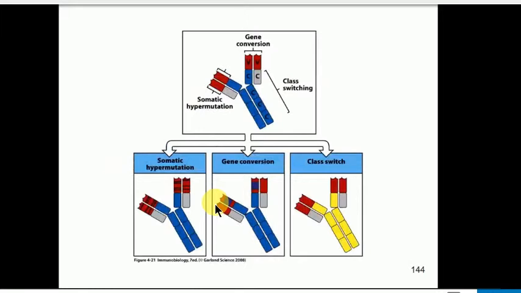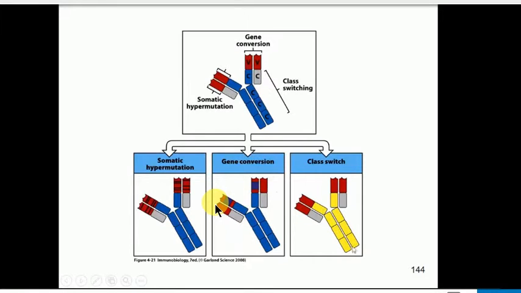So here's a diagram that puts all or some of this at least together. Here's the starting antibody. We can have gene conversion, which brings in different variable regions from different domains on the genome. We can have somatic hypermutation, particularly in the CDRs, which is going to increase the affinity of the ability of the antibody to recognise the antigen.